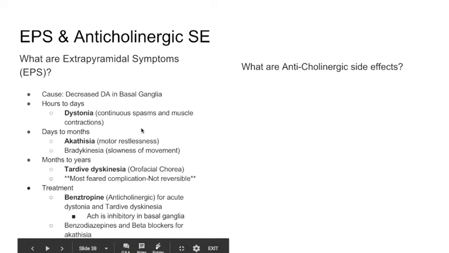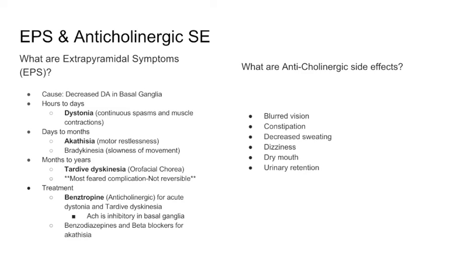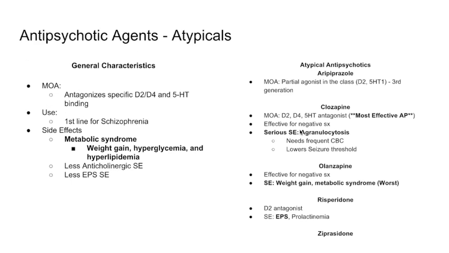So that is the first big side effect of the typical antipsychotics. The second big side effect is the anticholinergic side effects. I'm not going to spend too much time on it, but as a review, I think of these as just being dry: constipation, decreased sweating, dry mouth or urinary retention, and you also get blurry vision. So it's very important for you to understand the anticholinergic side effects.